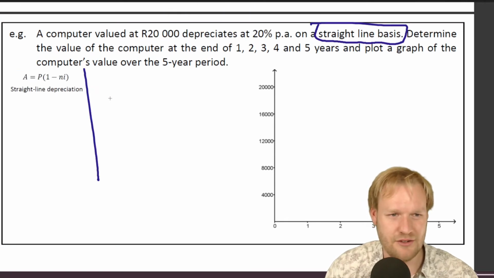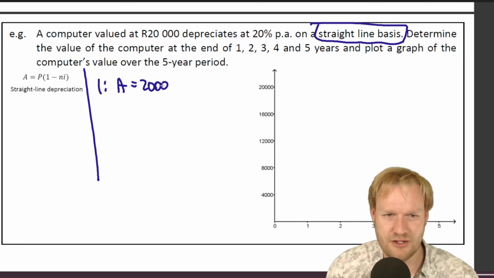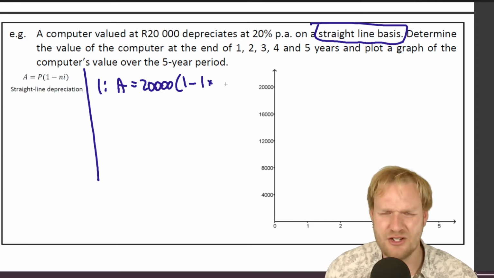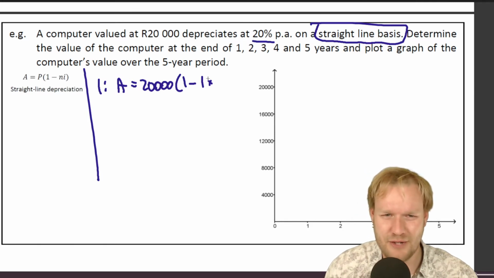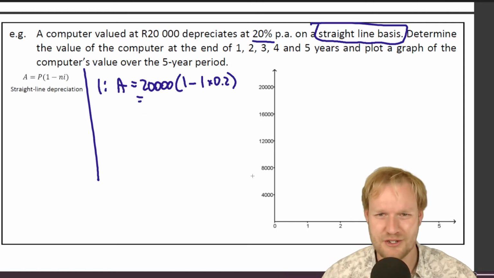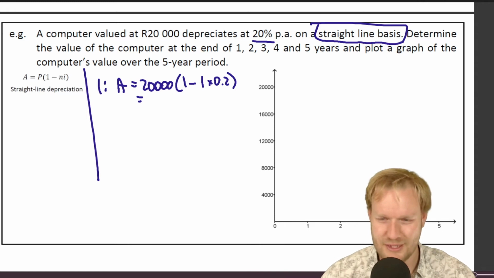So let's plug in our numbers to go after 1 year. A equals the principal amount, 20,000 Rand, times 1 minus the number of years, 1 year, at what is the percentage? And of course, what is that as a decimal? Well, it was 20%, so that's 0.2. Into the calculator you can put that, and what do you get? Okay, well, you got something like that.